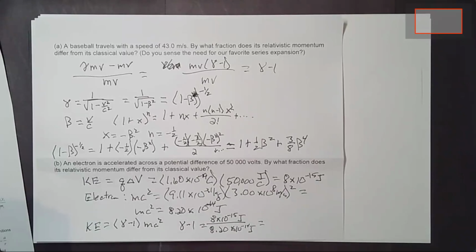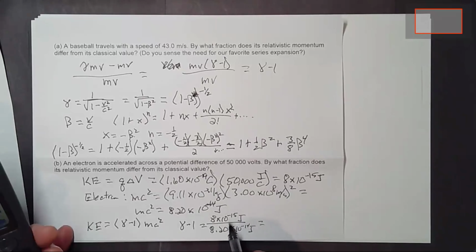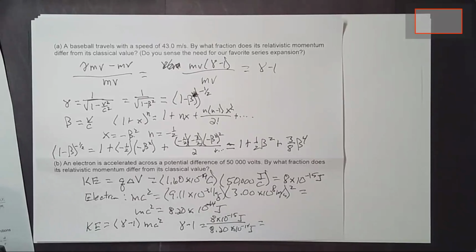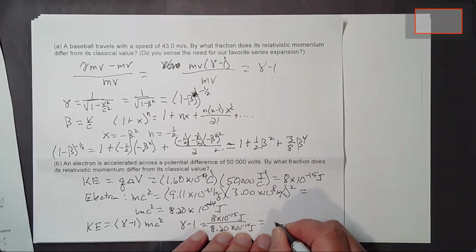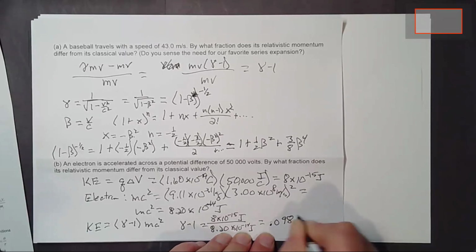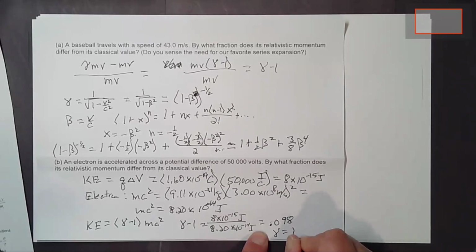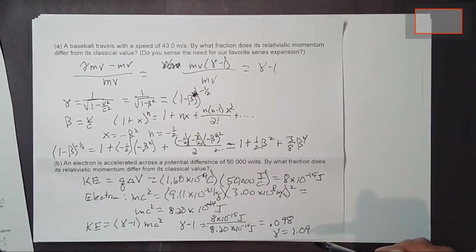Oops, I made a mistake when I put this thing in here. I accidentally put in a positive exponent on that one, which really fouls things up. Okay, I get about 0.098. And that means gamma is going to equal about 1.09, which maybe isn't so insignificant.